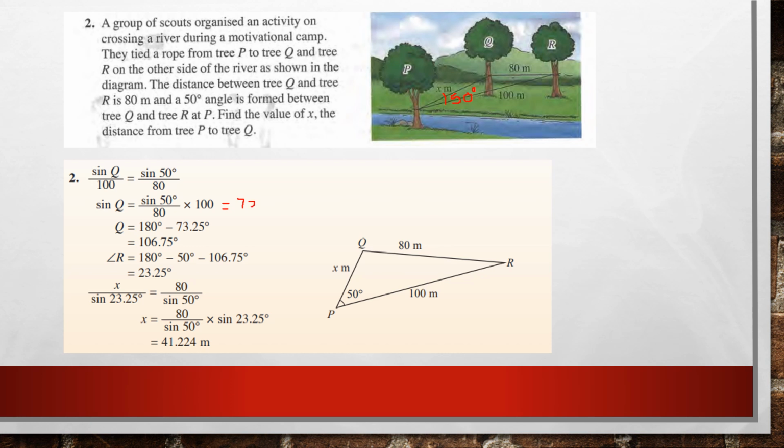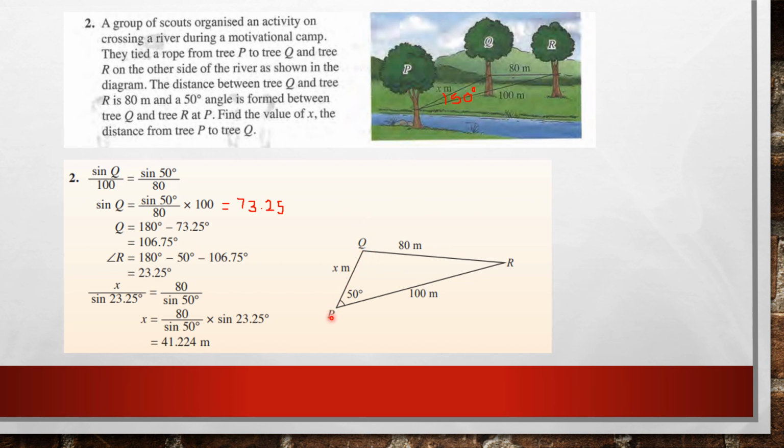But why can we not use 73.25? Because from the diagram, you can notice that the angle Q is an obtuse angle. That means this is more than 90 degrees. So sine is positive in the first and second quadrant. So here you find Q. The angle Q is in the second quadrant since it is an obtuse angle. So you have to take 180 minus 73.25. So angle Q is 106.75 because this is an obtuse angle.